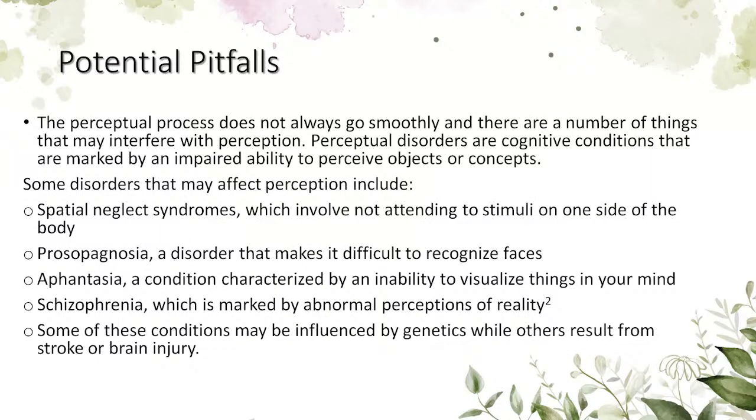Potential pitfalls. The perceptual process doesn't always go smoothly, and there are a number of things that may interfere with perception. Perceptual disorders are cognitive conditions that are marked by an impaired ability to perceive objects or concepts. Some disorders that may affect perception include spatial neglect syndromes, which involve not attending to stimuli on one side of the body. Prosopagnosia, a disorder that makes it difficult to recognize faces. Aphantasia, a condition characterized by an inability to visualize things in your mind.